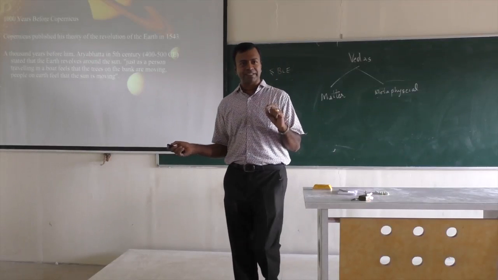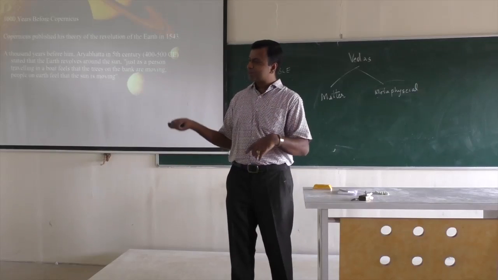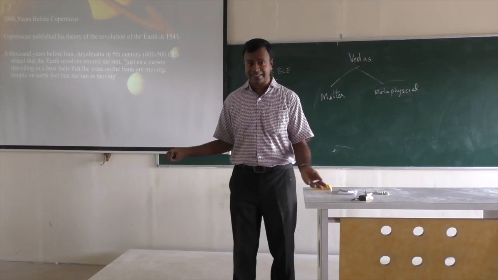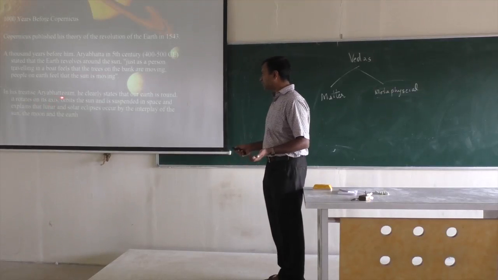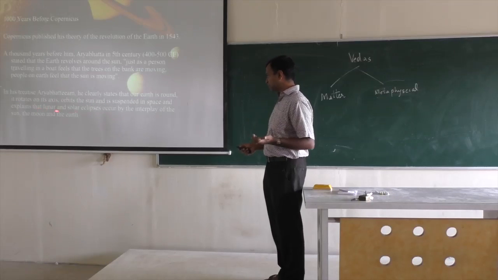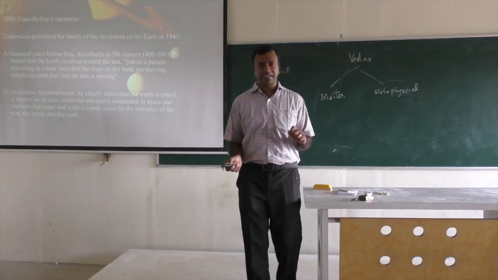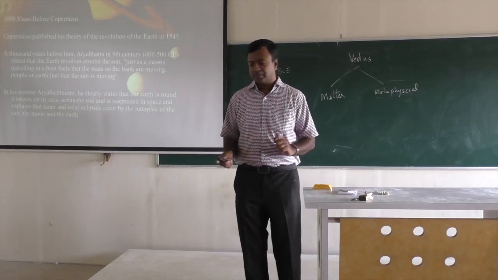If you see again Aryabhatta, he very clearly says that I know whatever I know because of Surya Siddhanta and other Indian texts. But he doesn't claim to be the inventor of this idea. In his treatise, Aryabhatta clearly states the Earth is round, rotates on its axis, orbits the sun, suspended in space, and lunar and solar eclipses occur by the interplay of the sun, moon, and the Earth. This is because all these concepts are there within the Surya Siddhanta. Okay, so it talks about it.